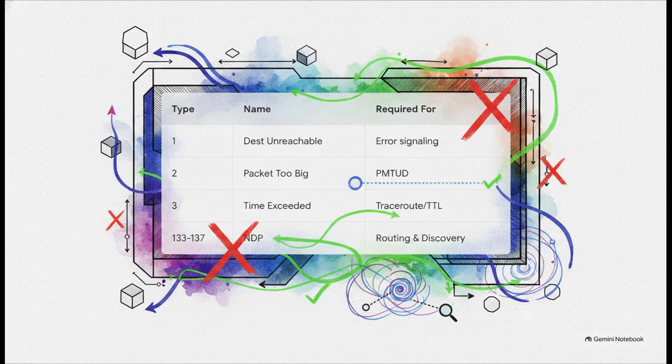So the crucial takeaway here is this firewall checklist. You simply cannot just block all ICMP in an IPv6 world like we used to do in v4. You absolutely must permit Type 1 for error signaling, Type 2 for PMTUD, Type 3 for traceroute and TTL expiry, and Types 133 through 137 so NDP can actually function. If your firewalls are blocking these, your network is just not going to work.